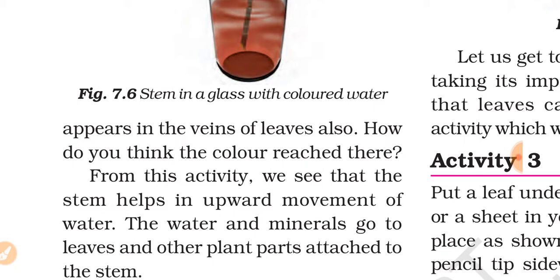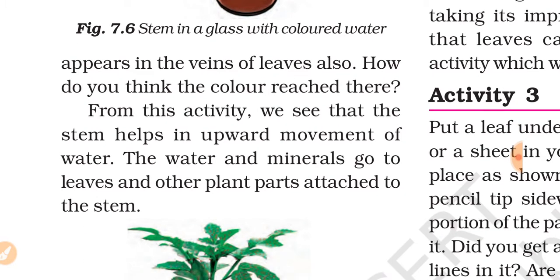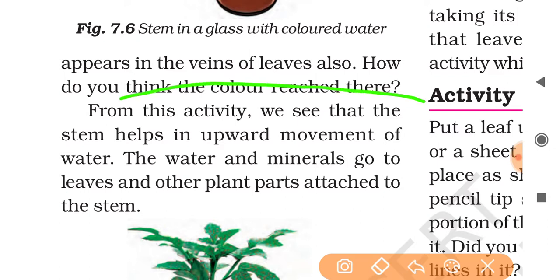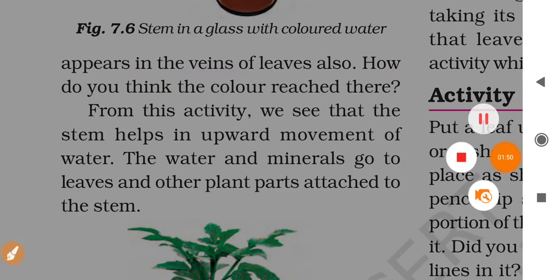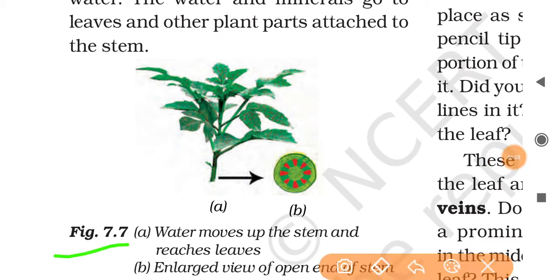Okay, from this activity, we see that the stem helps in upward movement of water. So, what we can conclude after this activity is that the stem helps in the upward movement of water. The water and minerals go to leaves and other plant parts attached to the stem. So you can see in figure 7.7, water moves up the stem and reaches the leaves.